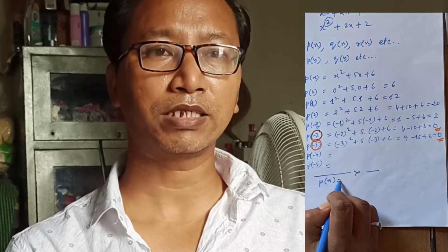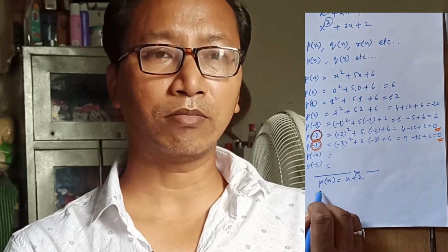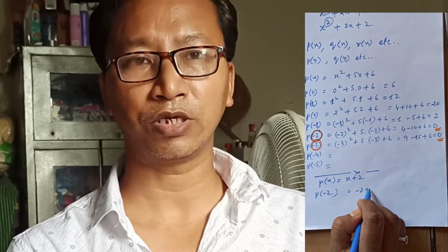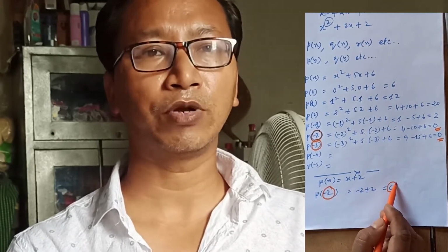In this example, p(x) equal to x plus 2, when we put x equal to minus 2, then p(x) becomes 0. So minus 2 is the zero of the polynomial. Again, when p(x) equal to x, then for x equal to 0, p(x) equal to 0. So 0 is the zero of the polynomial in this case. Thus we have seen the word zero does not stand for 0. It may be any number, because as by definition, for the values of x, the value of p(x) becomes 0. Those values of x will be called as the zeros of the polynomial.